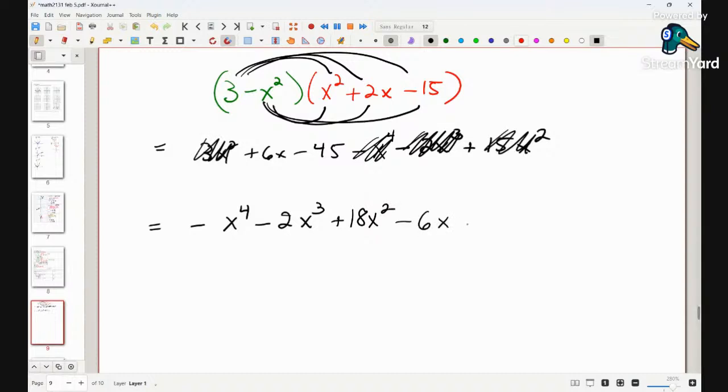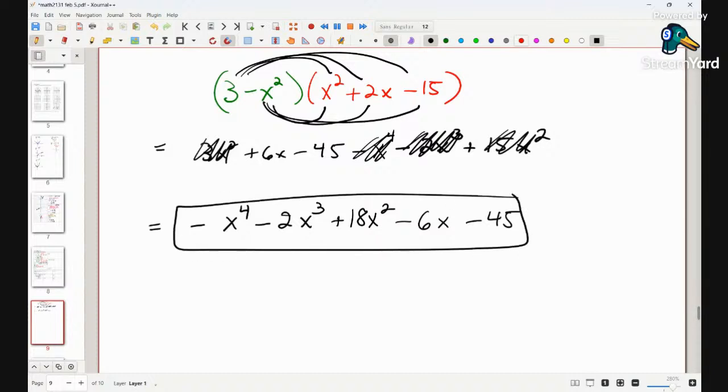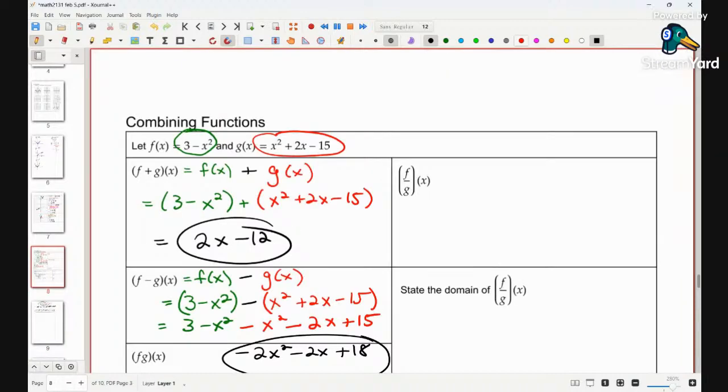Then minus 6x minus 45, and that is where we're at. Is it minus 6x or is it plus 6x? Just making sure you guys are paying attention. Yeah, very good.